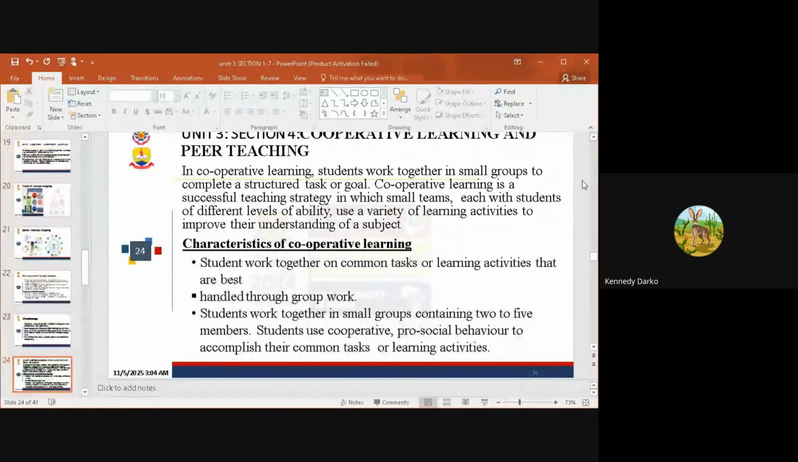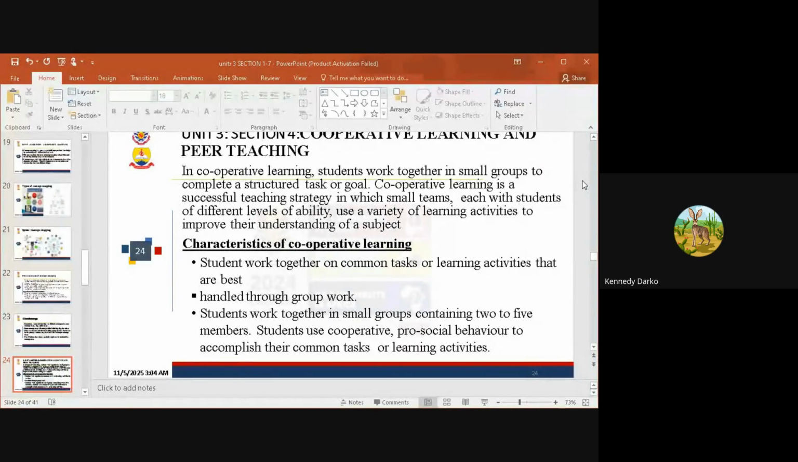So in cooperative learning, students work together in small groups to complete a structured task or goal. That structured task, which you think one person cannot do, or one person will not understand everything, you put them into groups, then they are able to do it. Cooperative learning is a successful teaching strategy in which small teams, each with students of different levels of ability, use a variety of learning activities to improve their understanding of a subject.